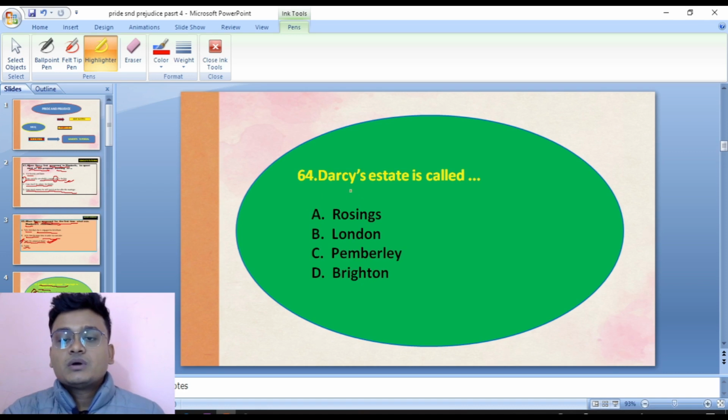What was Darcy's estate called? Options are Rosings, London, Pemberley, Brighton. So the option here, option C, that is Pemberley. Pemberley is the right option for Darcy's estate.